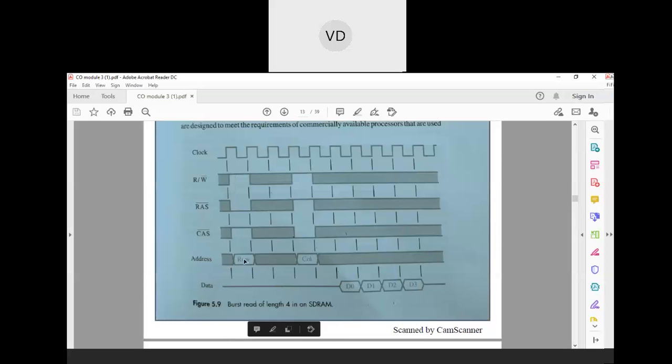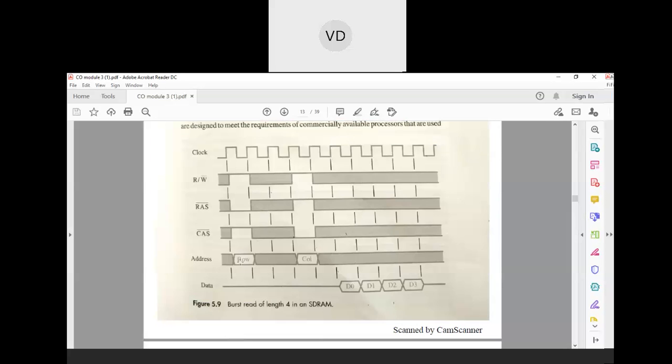In the first cycle itself the row address will be strobed. Then it takes a delay of 2 clock cycles for selecting that particular row. After selecting that row, the column address will be strobed. Once the column address is strobed, the read and write signals will already be generated. Whatever we want to read or write, that signal is already generated in the first 3 cycles.